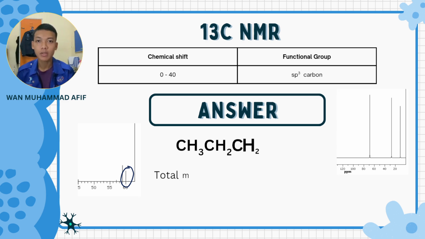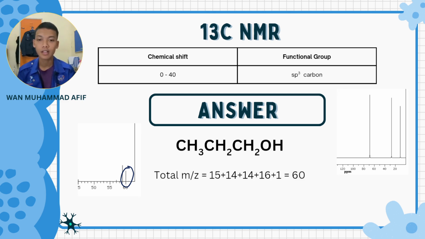Okay, my name is Wan Muhammad Afif bin Wan Muhammad. My ID number is SA23021. I will share a carbon-13 NMR analysis of the organic compound. Carbon-13 NMR is a powerful tool to determine the carbon environment in a molecule. Now we will explore how chemical shift helps identify functional groups in molecules.